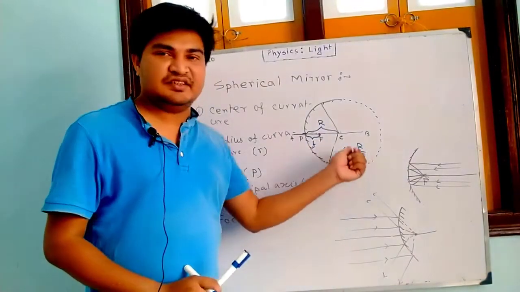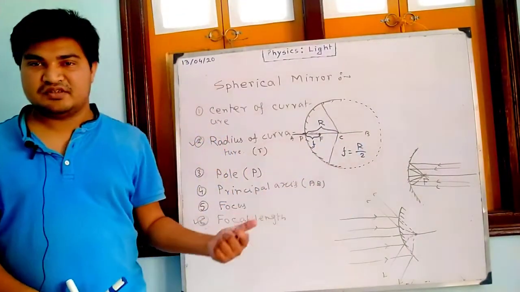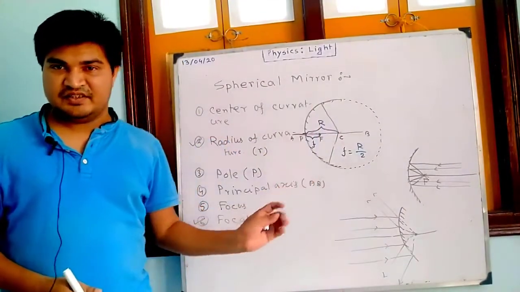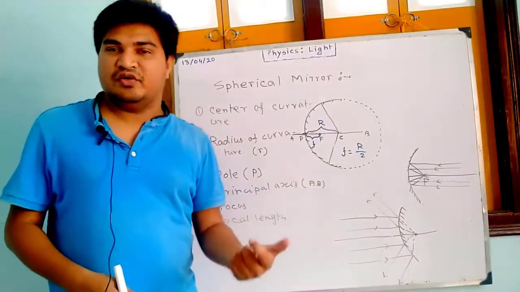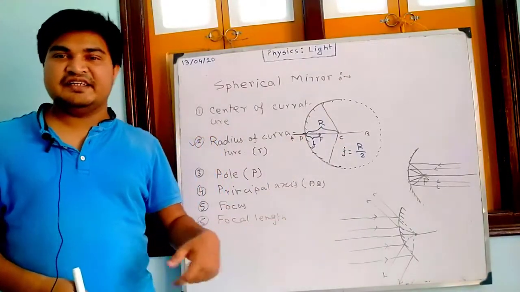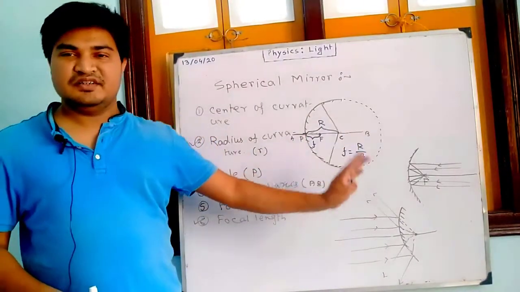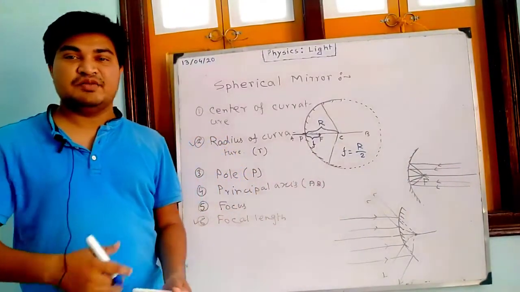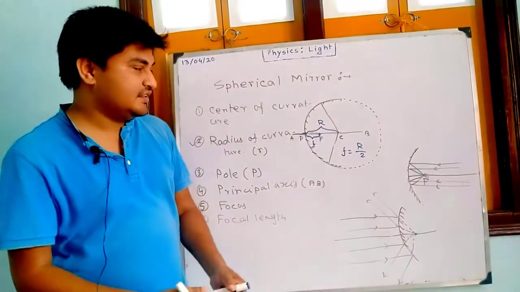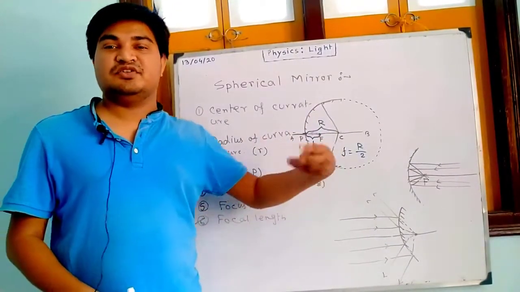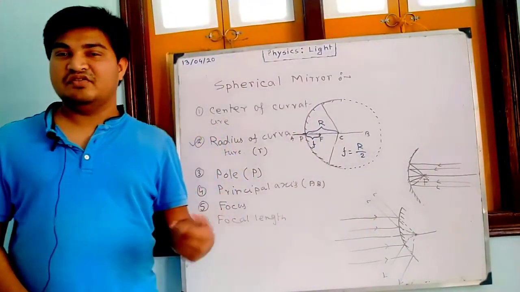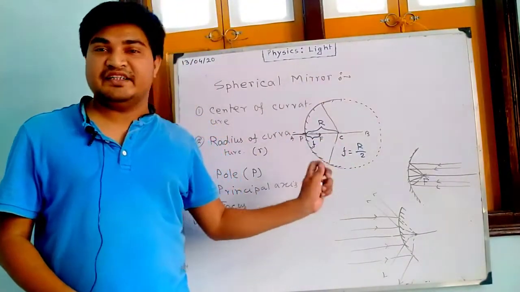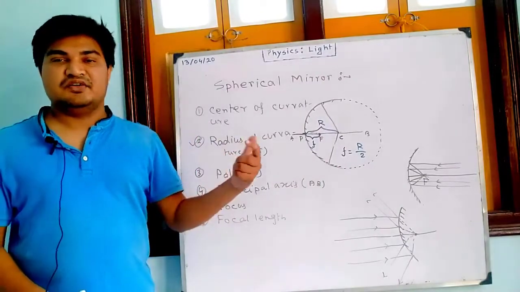The relation between focal length and radius of curvature will remain unchanged irrespective of the surrounding medium. That is, if a mirror is immersed in water, glycerin or any other medium, the focal length will remain the same. But when we learn about lenses, we will see that the focal length changes with the medium. In a different medium, the focal length will be different, but in the case of a mirror, it remains unchanged irrespective of the surrounding medium.